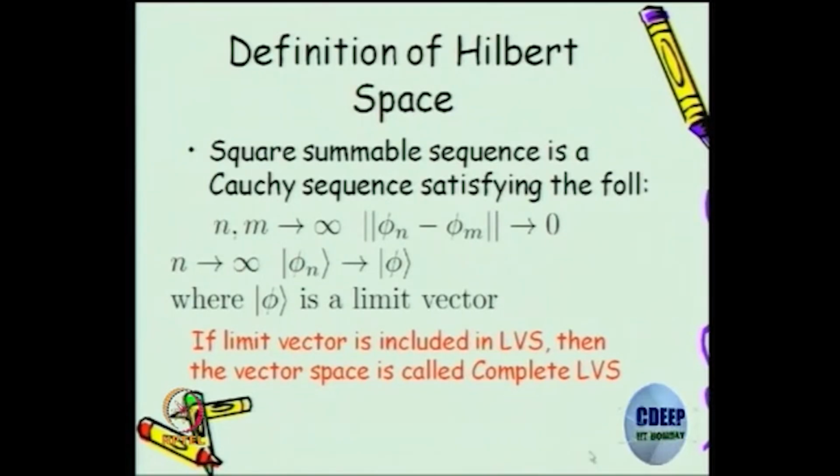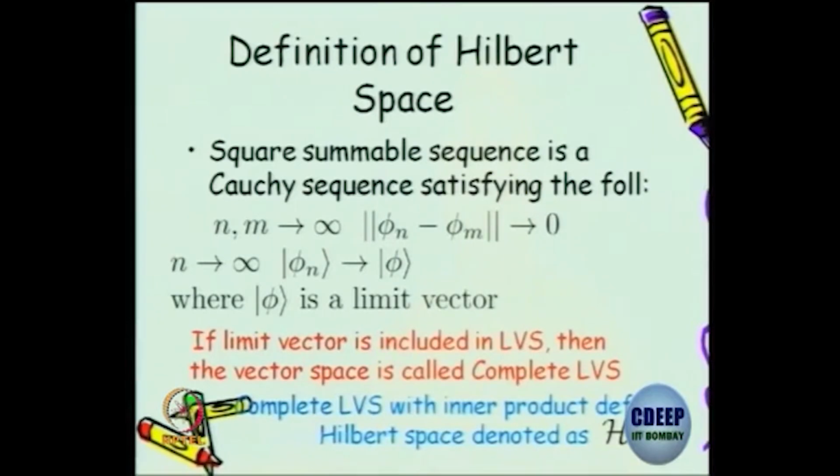So these are some of the definitions which go into the formal treatment, but many times we just say we work in Hilbert space. I thought at least as a quantum mechanics course we should know when you call it a complete vector space: if the limit vector is included in the linear vector space, it is called a complete vector space. When do you call it a Hilbert space? Not all linear vector spaces have an inner product defined. There can be spaces where you don't really need to have an inner product.